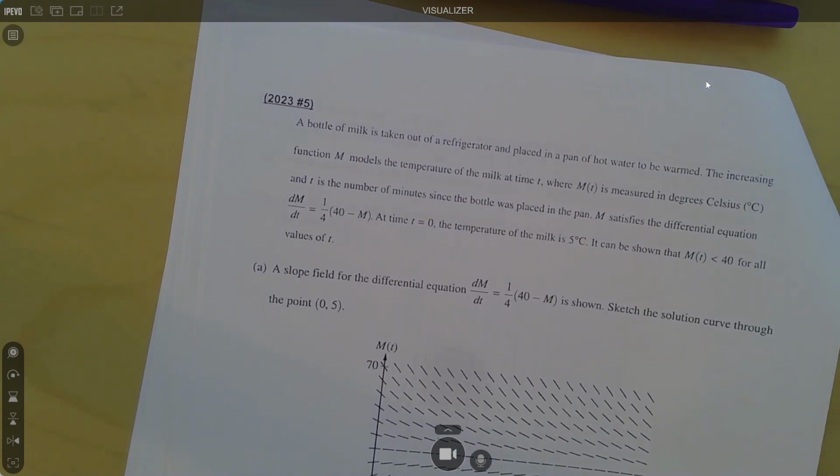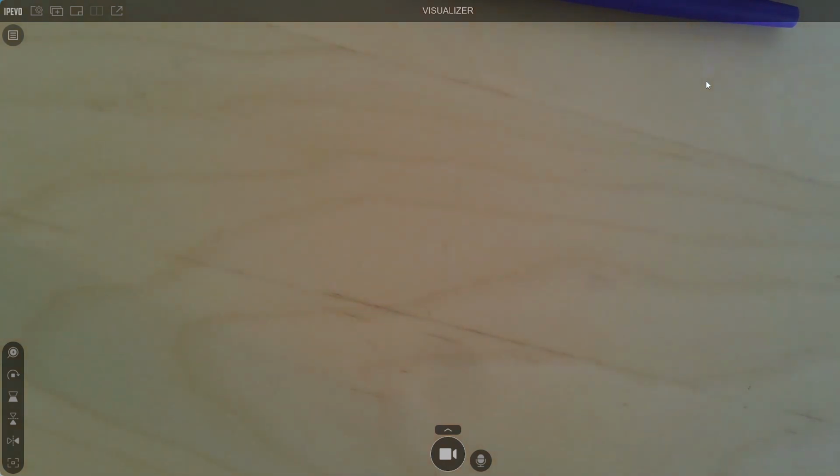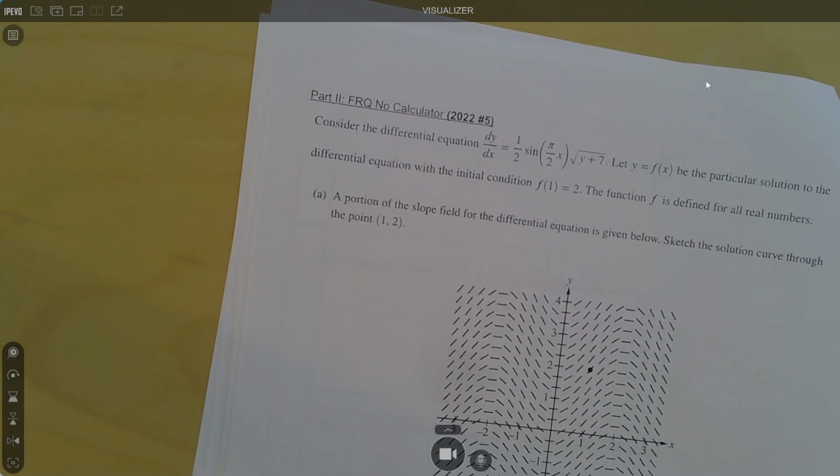Okay, we're back here with the FRQs. So there's only one kind of FRQ on the test. Just heads up, there will only be one kind of FRQ problem, and this is the kind that you'll see.